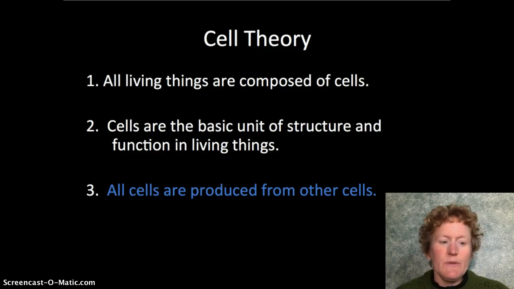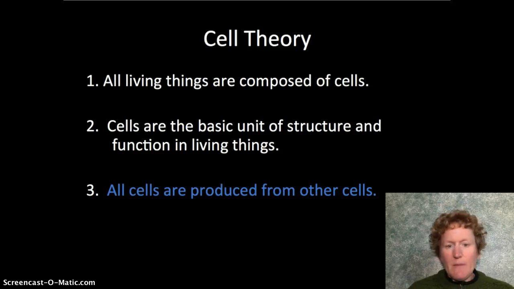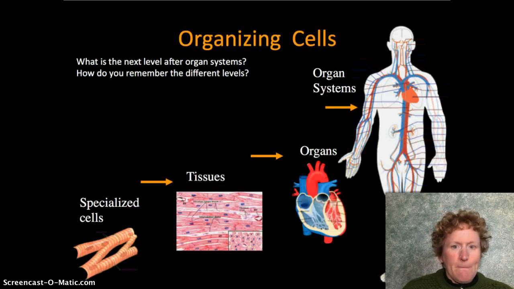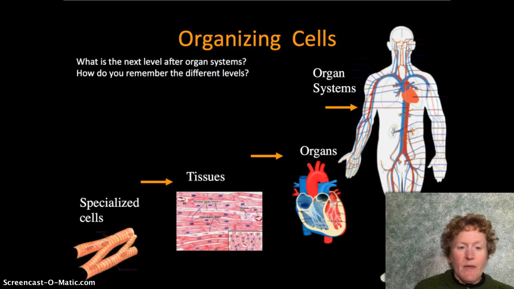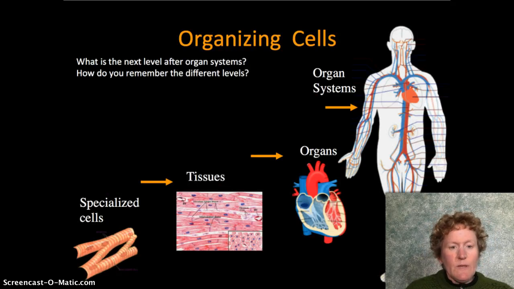And all cells are produced from other cells. If you want to make more bacteria, you have to have at least one to start with. If you want to make another cell in a human body, you have to have a cell to divide it from. So remember that third rule, all cells are produced from other cells. They don't just appear out of nowhere, which was an original thought people had several hundred years ago, before cell theory was conceived.